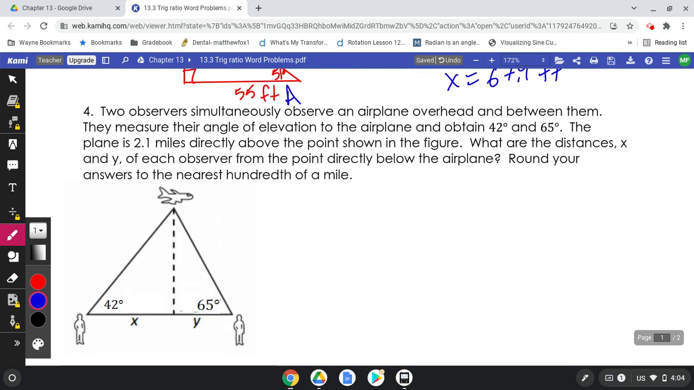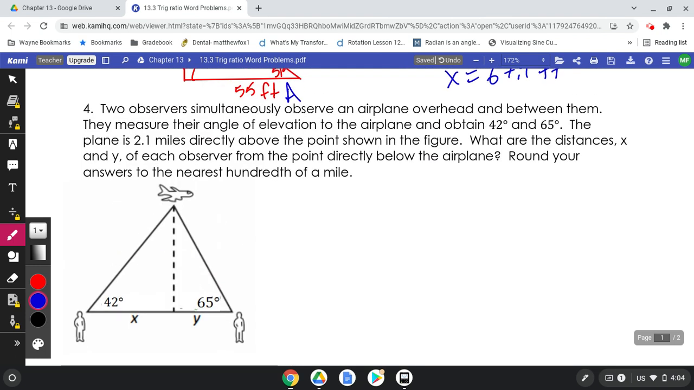All right, I'm going to do 2 more and then I'm going to call it a day. But number 4 here says, 2 observers simultaneously observe an airplane overhead between them. They measure their angle of elevation to the airplane and obtain 42 degrees and 65 degrees. So those are already set up right here.